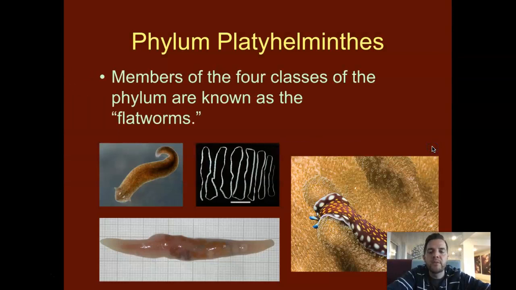So first phylum is phylum Platyhelminthes. Okay, 4 syllables. 5 syllables? I don't know. I'm not counting. Anyways, these are the flatworms. So Platyhelminthes means flat worms. All of these worms are going to have kind of a flattened structure. They're not going to be round. When you look at them from a cross section, they're going to be more flattened.